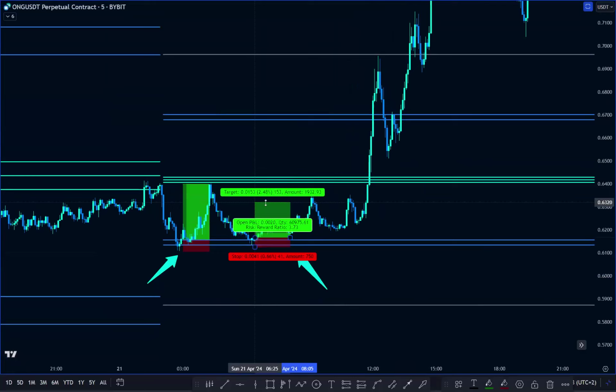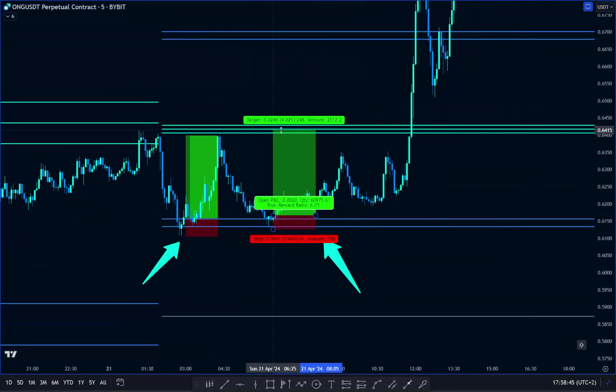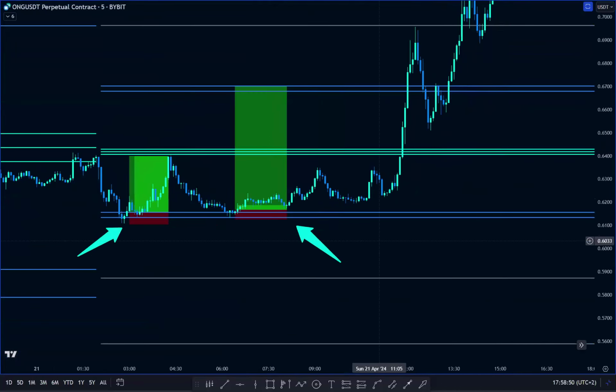So if you're at the bottom of the range, definitely you can set your target to the pivot, and 100% you're going to have a greater chance of hitting target here. But if you enter at the low of the range, there's a very big chance price is going to go and hit the top of the range.